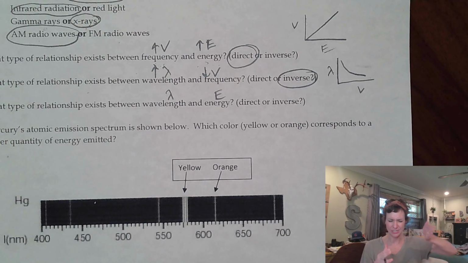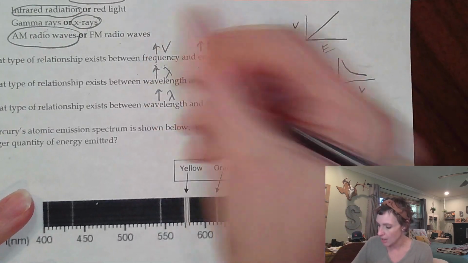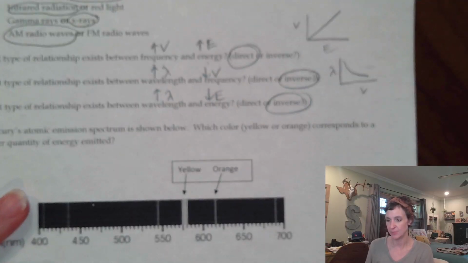We know the highest energy waves are like this, and they have short wavelengths. So that's an inverse relationship too, right? If I have really long wavelengths, that means they must be really low energy. So this is an inverse relationship.